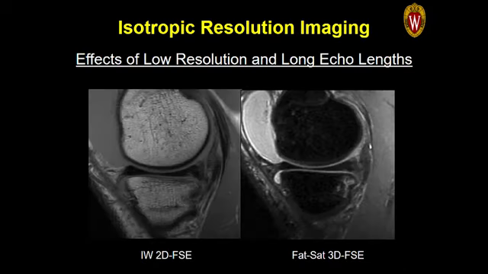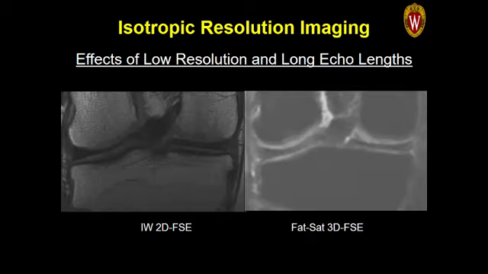This slide shows the potential effects of low isotropic resolution and long echo train lengths on the detection of knee joint pathology. Here's a patient with a surgically confirmed posterior horn of the medial meniscus tear, which is nicely seen on the two-dimensional fast-spin echo image with intermediate weighted contrast, but is much more difficult to visualize on the corresponding three-dimensional fast-spin echo image due to greater image blurring.